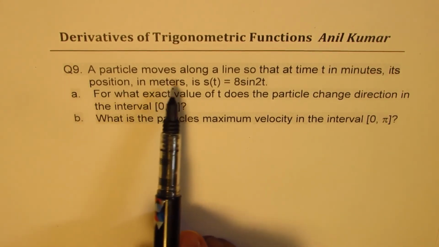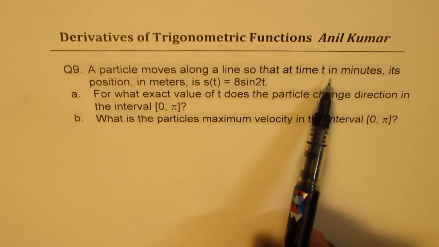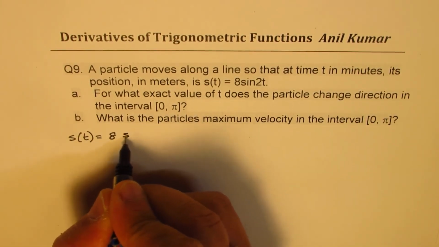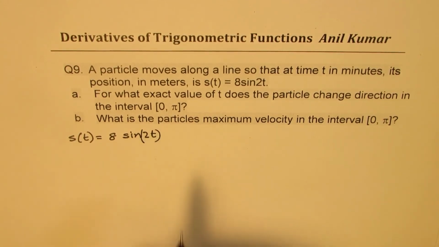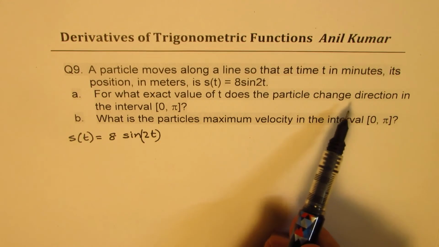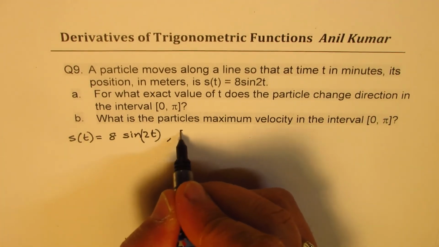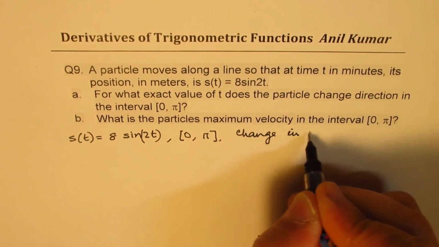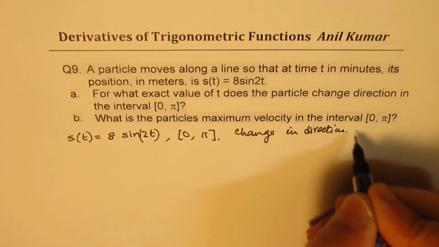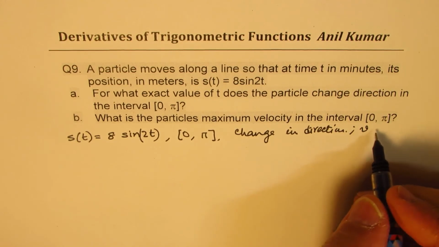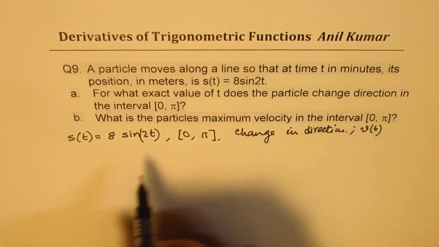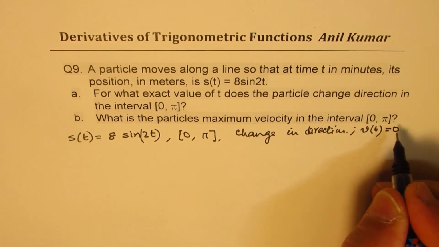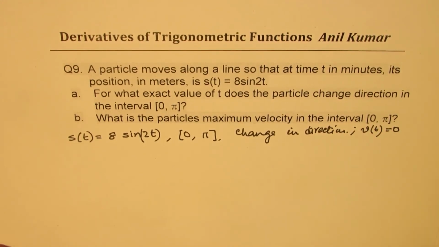Question number 9. A particle moves along a line so that at time t in minutes, its position s of t is equal to 8 sine 2t. For what exact value of t does the particle change direction in this interval? So we are working in the interval 0 to pi, and we want to find change in direction. That really means that we want velocity to change, right? So we'll find velocity. As soon as the velocity changes, we know the direction has changed. So let's find where velocity is equal to 0, and then we'll be able to figure out when the direction changes.